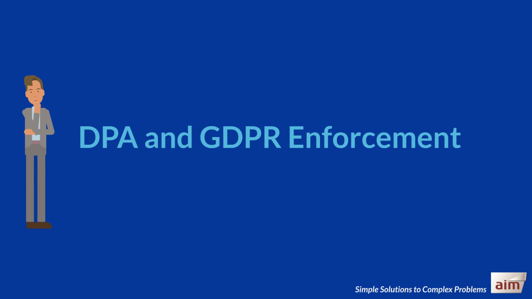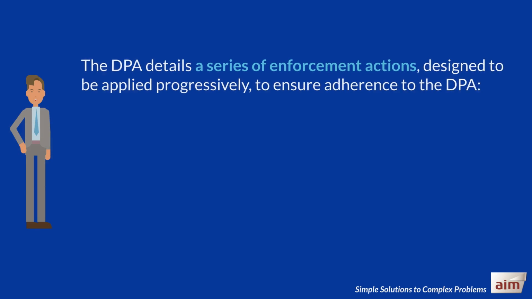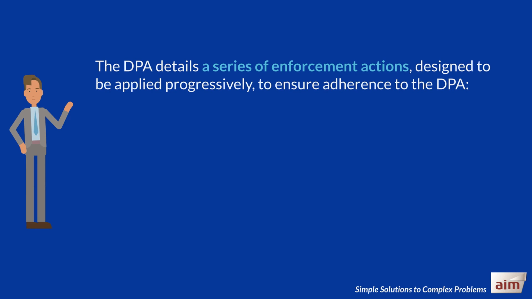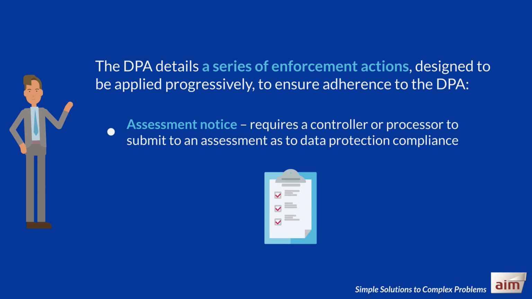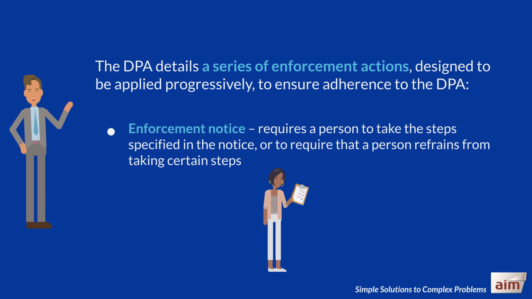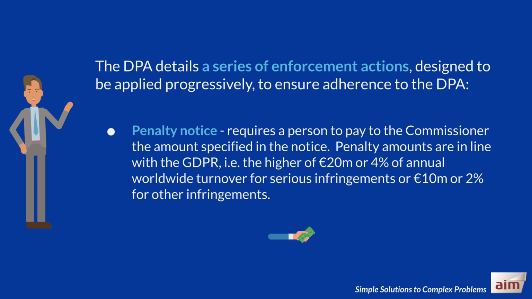DPA and GDPR enforcement. The DPA details a series of enforcement actions, designed to be applied progressively, to ensure adherence to the DPA. Information notice, requires a person to provide information to the Commissioner. Assessment notice, requires a controller or processor to submit to an assessment as to data protection compliance. Enforcement notice, requires a person to take the steps specified in the notice, or to refrain from taking certain steps. Penalty notice, requires a person to pay to the Commissioner the amount specified in the notice.